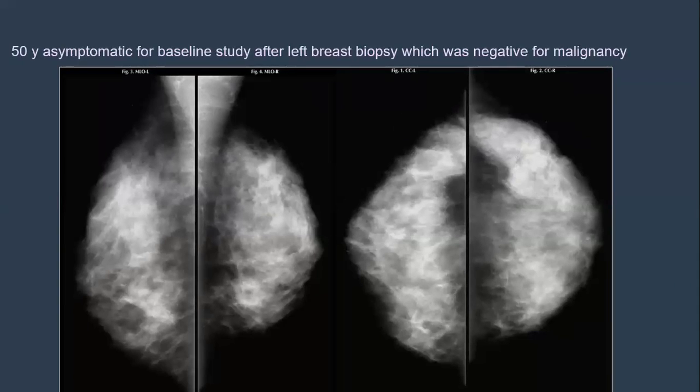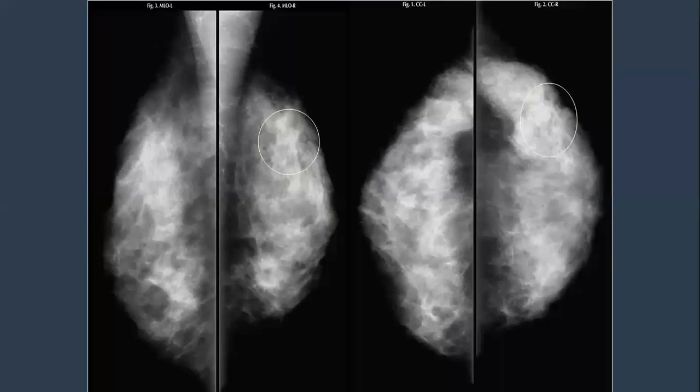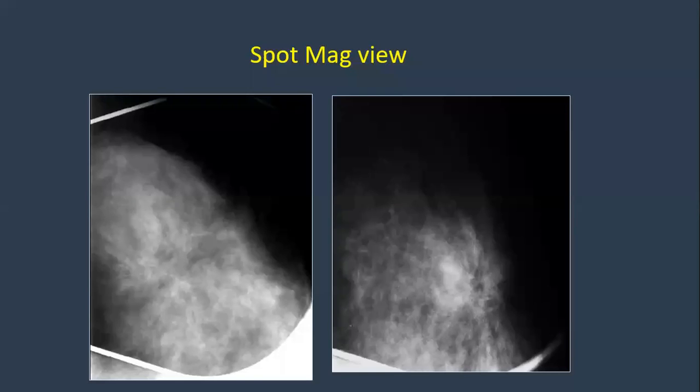Asymptomatic baseline after left breast biopsy, which was negative for malignancy. That is it. What are the questions you would like to ask?